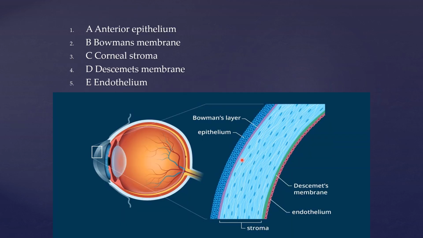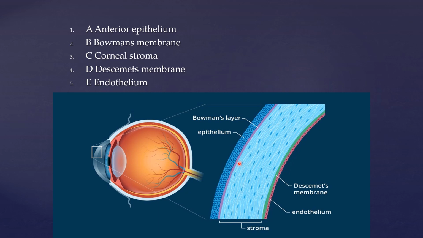For the sake of simplicity, many books have described 5 layers of cornea, which you can remember as A, B, C, D and E, where A is the anterior epithelium, B stands for the Bowman's membrane, C is the corneal stroma, D is the Descemet's membrane, and E is the endothelium.